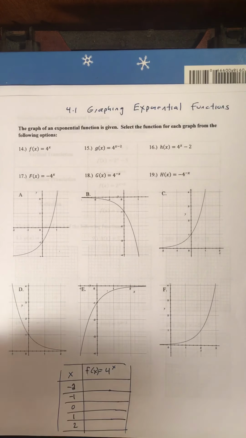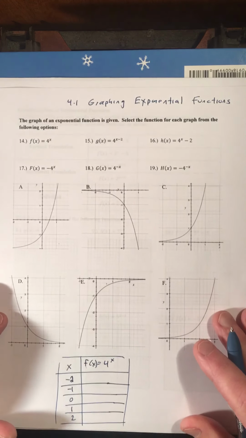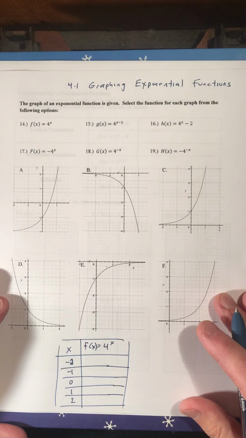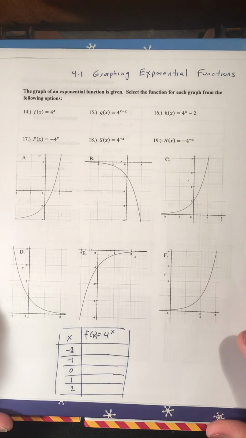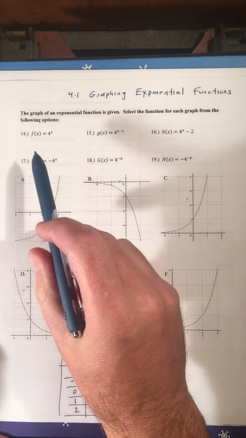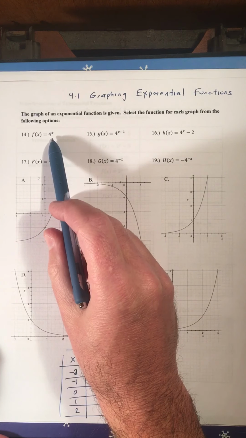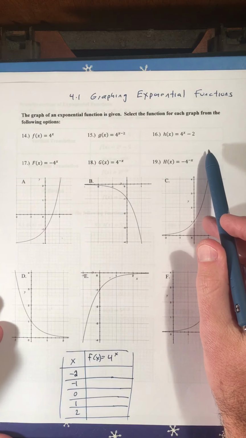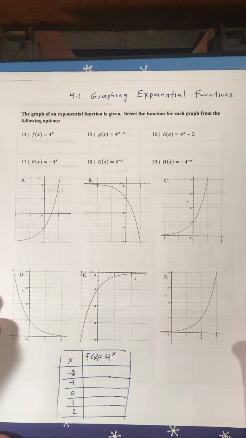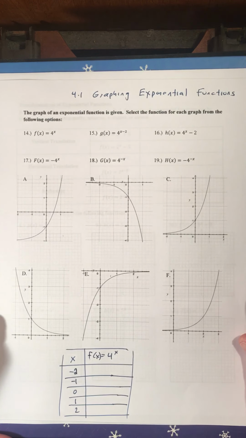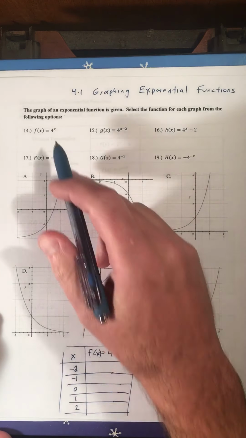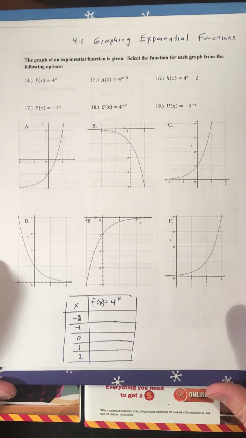Okay, good morning everybody. Graphing exponential functions. Okay, this is from section 4.1. So what we have here is this function 4 to the x, and then we have some translations of it, we have some reflections of it, we have all different movements of the function f of x equals 4 to the x. So first thing you need to know is what f of x equals 4 to the x looks like.